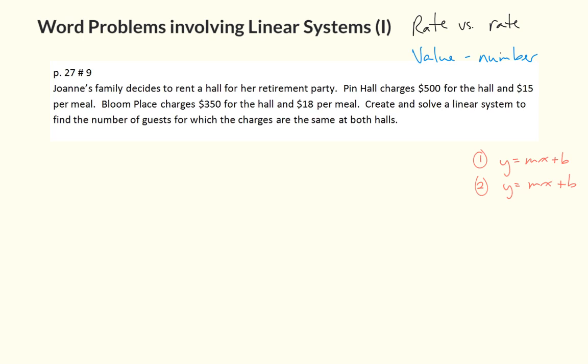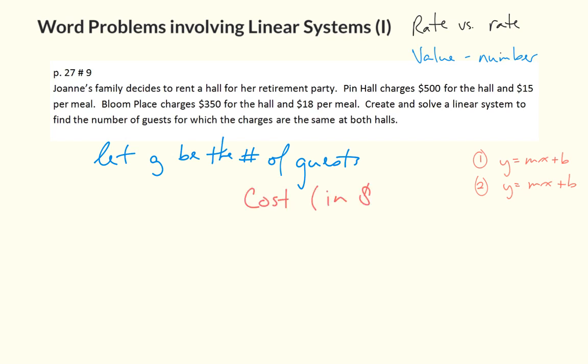So we're going to have something about number of guests. Let G be the number of guests. And the other thing that we're going to be dealing with is, of course, the cost. I'm always picky. Whenever you're talking about some kind of number, you have to be very explicit about what the units are as well. And since it's cost, it makes sense to let C be the cost in dollars for the rental.